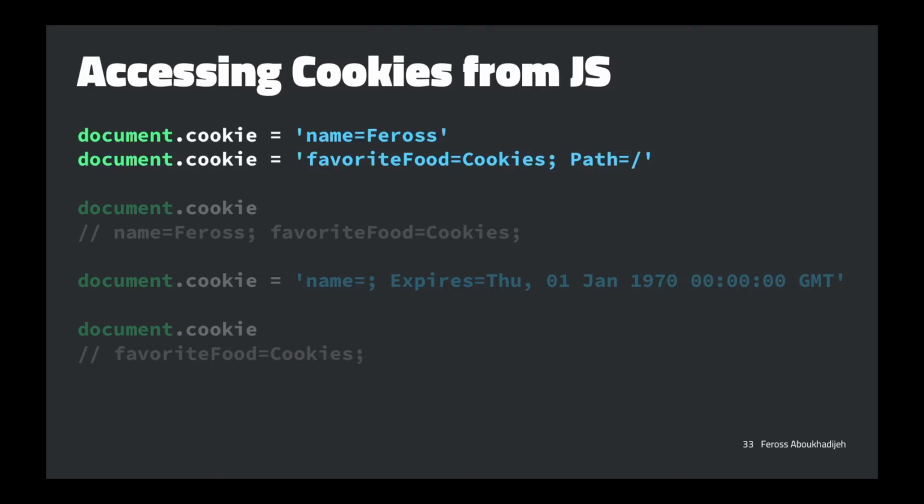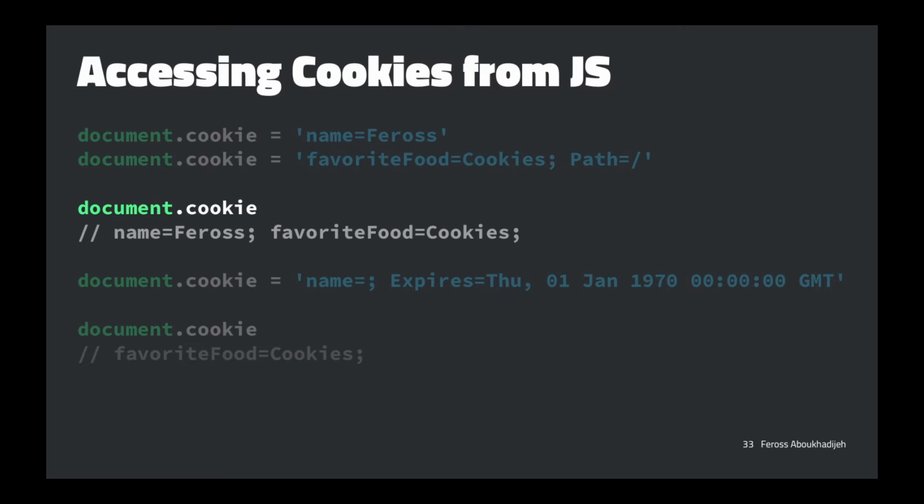So here's how you set cookies. You do document.cookie equals name equals Frost. Let's say that's a cookie, right? So I can set cookies from JavaScript, and then those will get sent on all future HTTP requests. But if I want to add a new cookie, this does not actually overwrite the old cookie. This adds a new cookie. It doesn't look like it, but that's what it does.